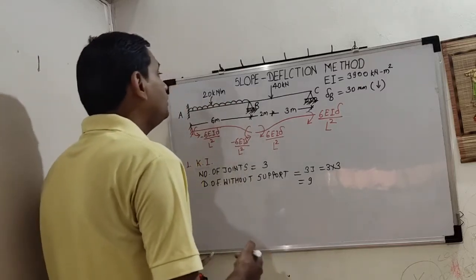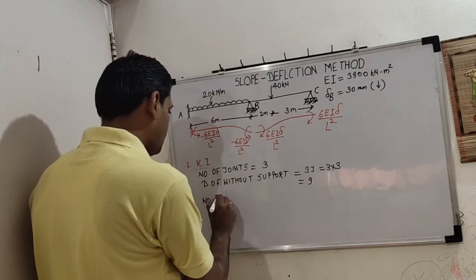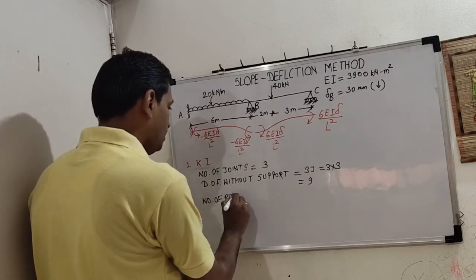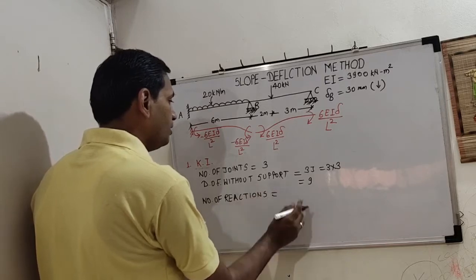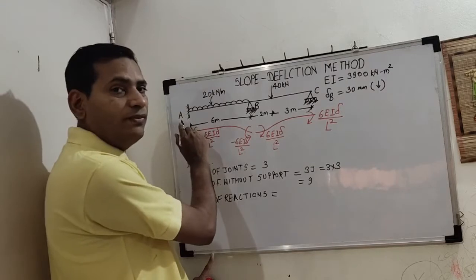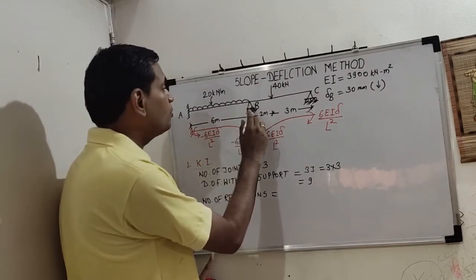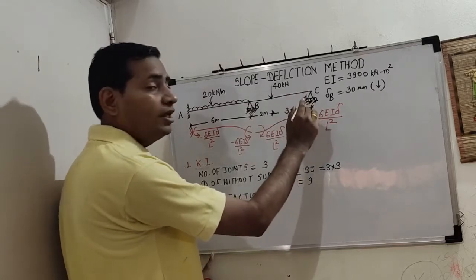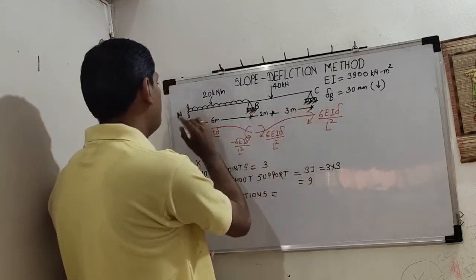After that, you find out how many number of reactions are there, because number of reactions are going to prevent these degrees of freedom. So end A is fixed, so there are 3. B is roller support, so 1. C is again 1 roller support, so 1 more. So 1 plus 1, 2, 2 plus 3, 5.